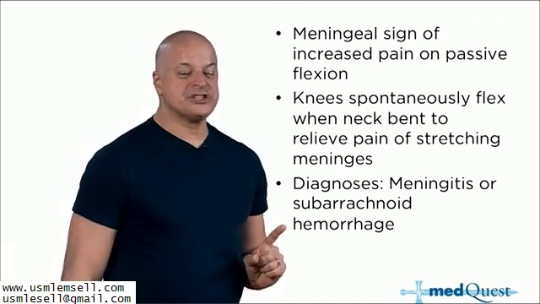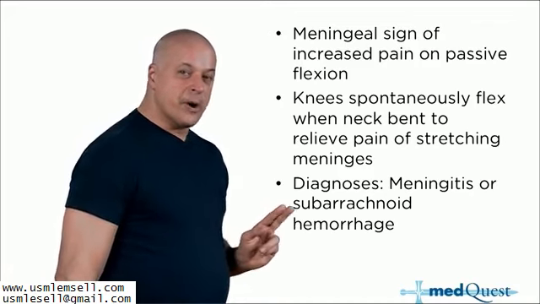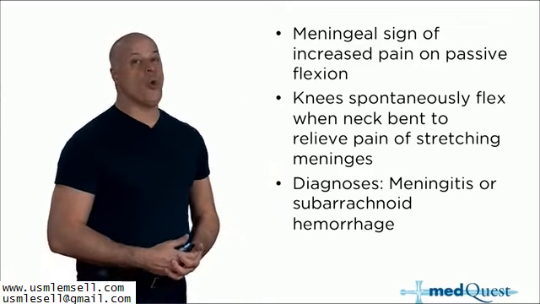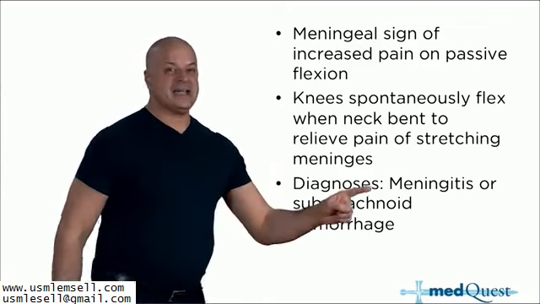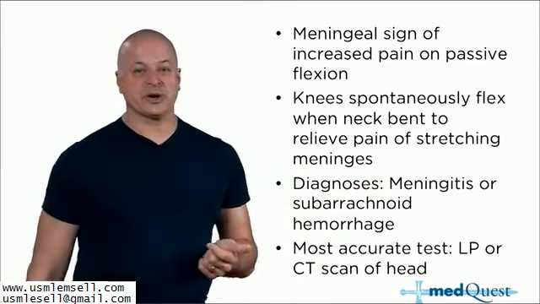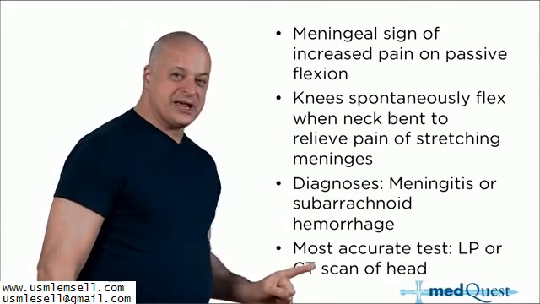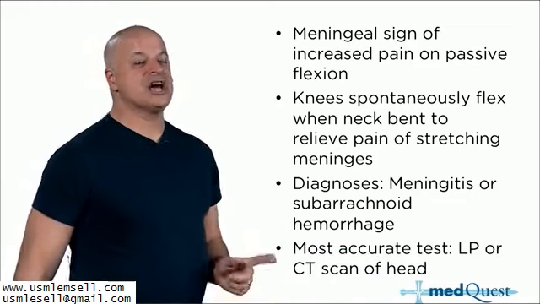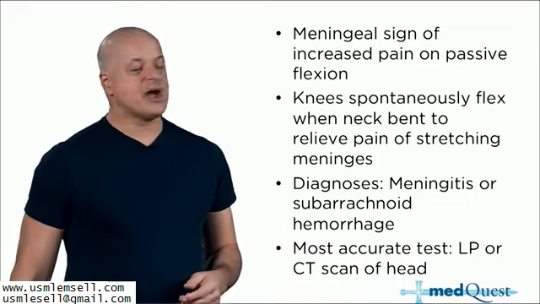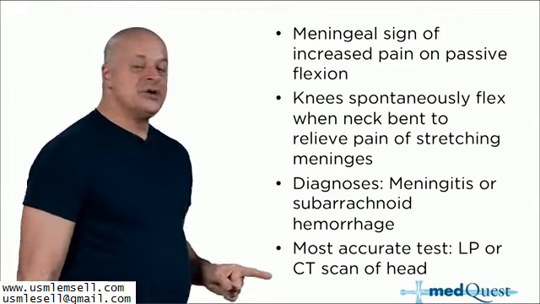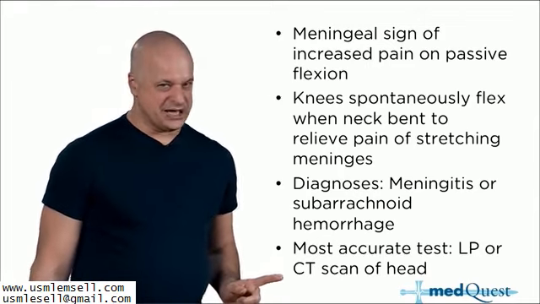So Kernig's and Brudzinski's signs and photophobia occur with both meningitis and subarachnoid hemorrhage. Can you tell which organism it is by the neck stiffness? No, you can't tell what organism. You scan the brain and do a lumbar puncture. Why not an MRI? Because the MRI is not looking for a mass lesion. The MRI would be looking for multiple sclerosis. And you're doing the CT scan because it's better when looking for blood. That's why you're doing a CT scan.